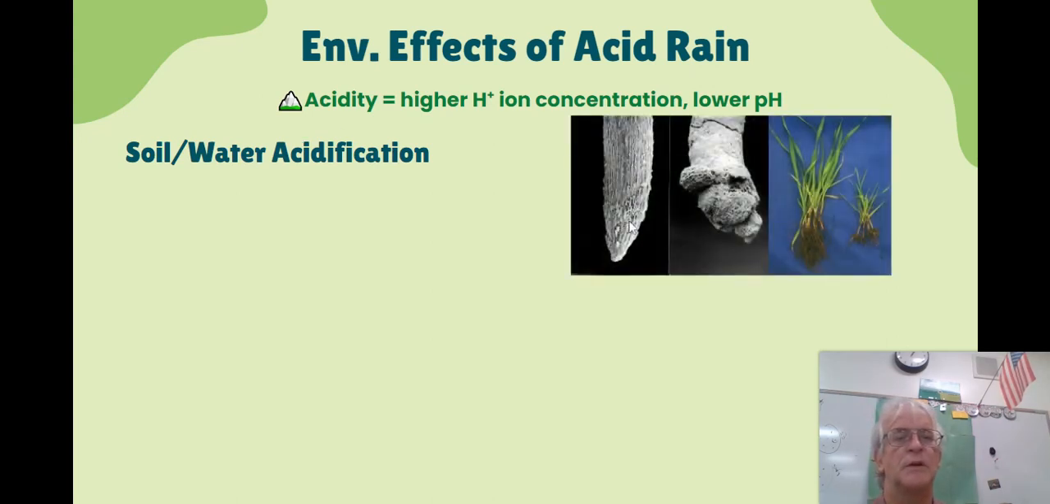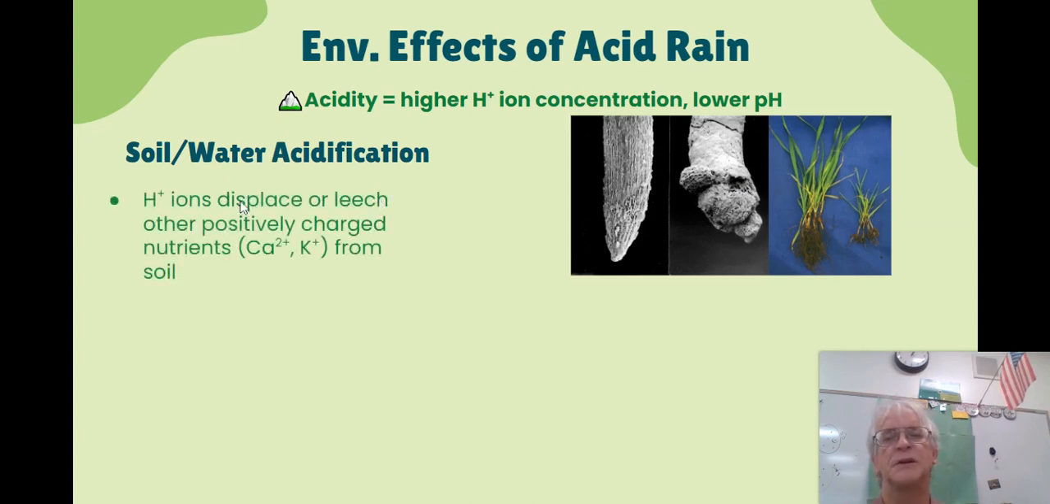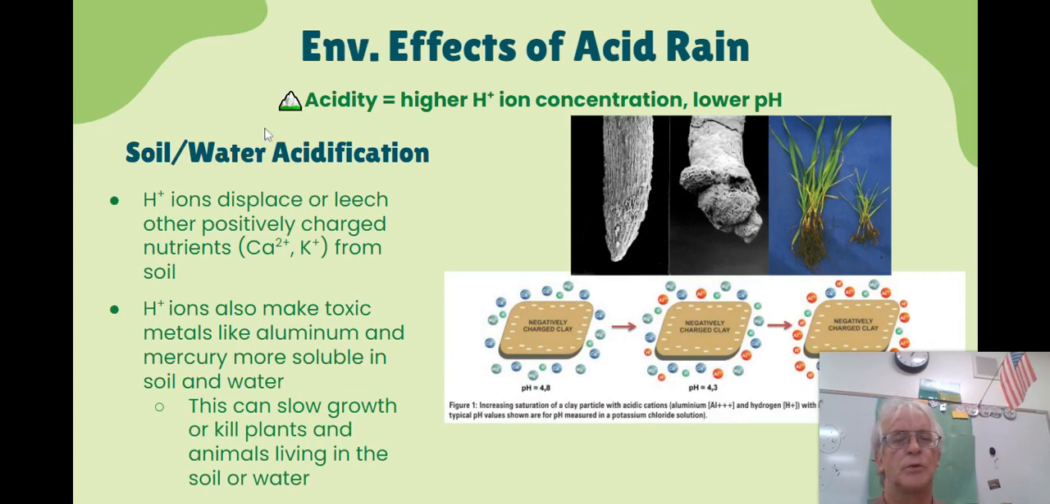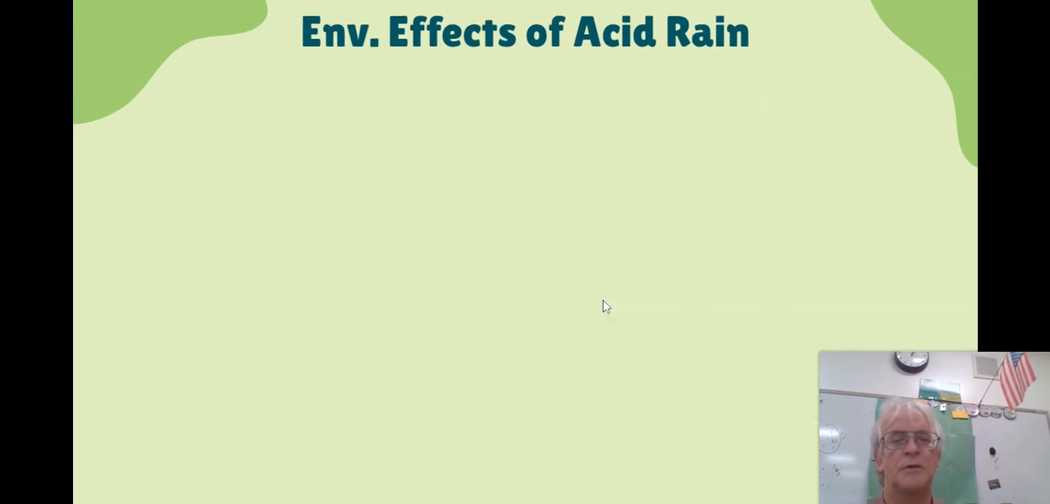You can see here it affects roots: here is a regular root, and this is one that has been affected by acidification. Hydrogen ions displace or remove positively charged nutrients such as calcium and potassium from the soil. Also, hydrogen ions can make toxic metals like aluminum and mercury more soluble in the soil and water. This can slow the growth of plants and animals living in the soil and or water because there's more acidity in the environment, and the aluminum and other things.